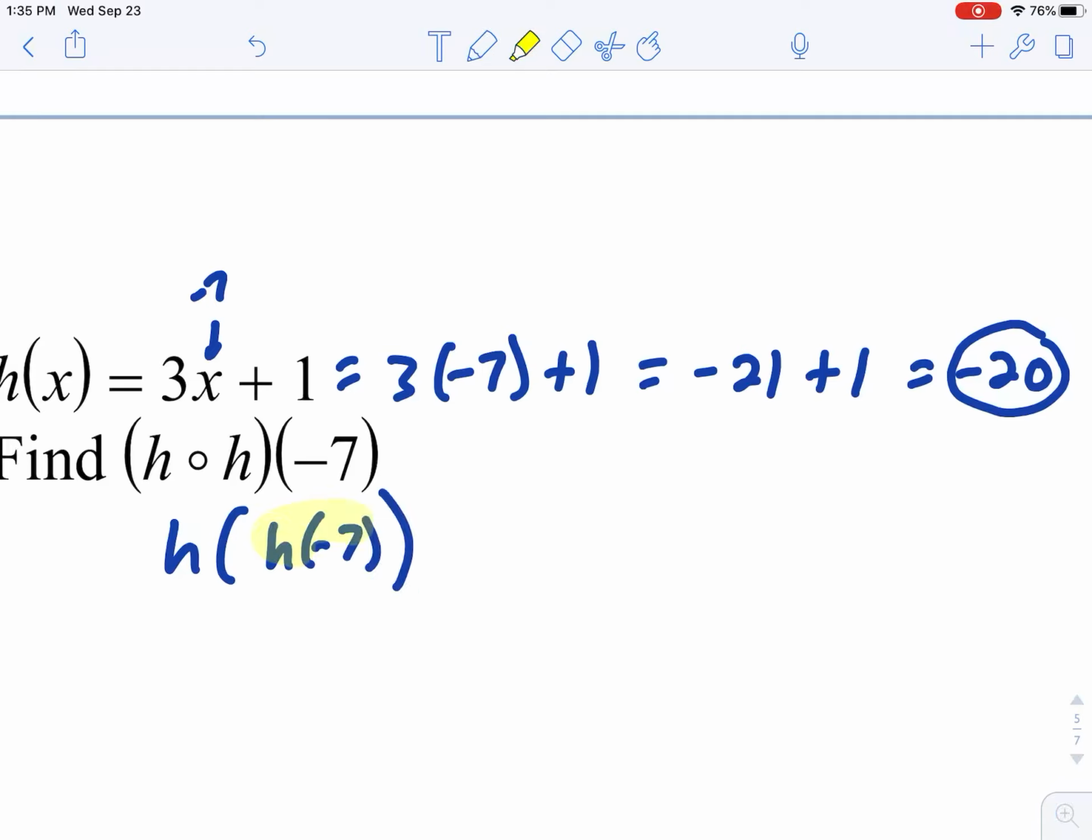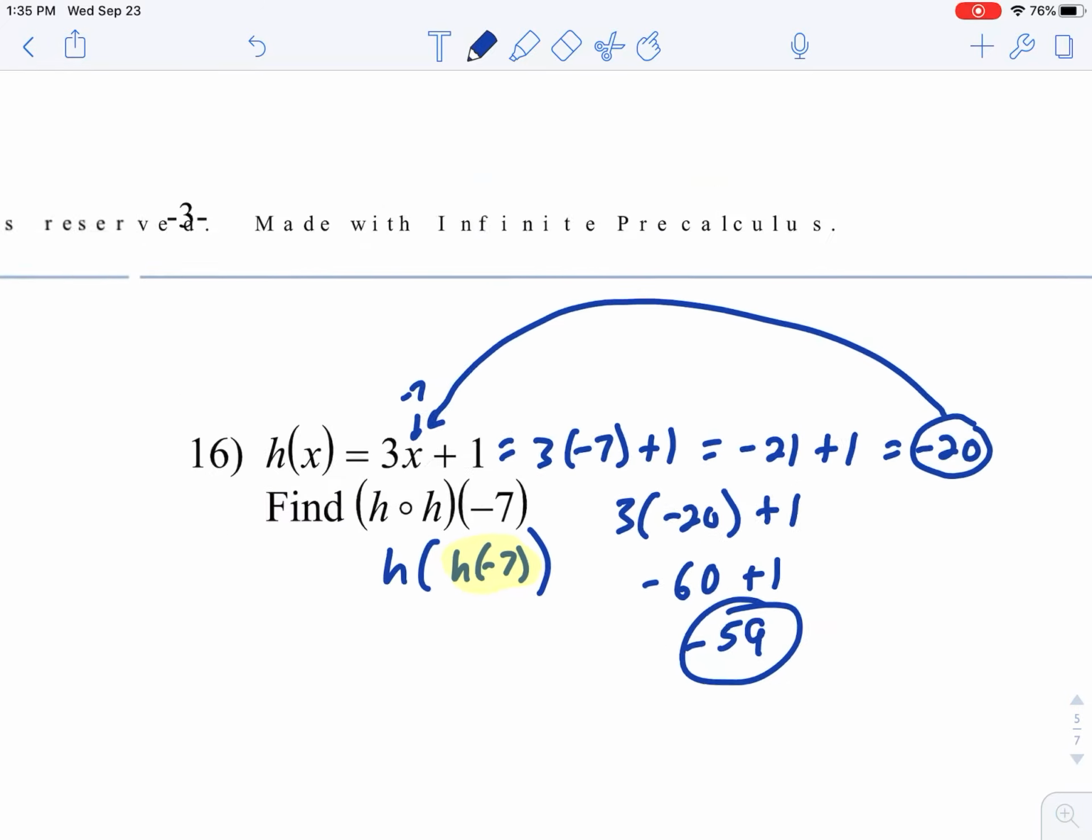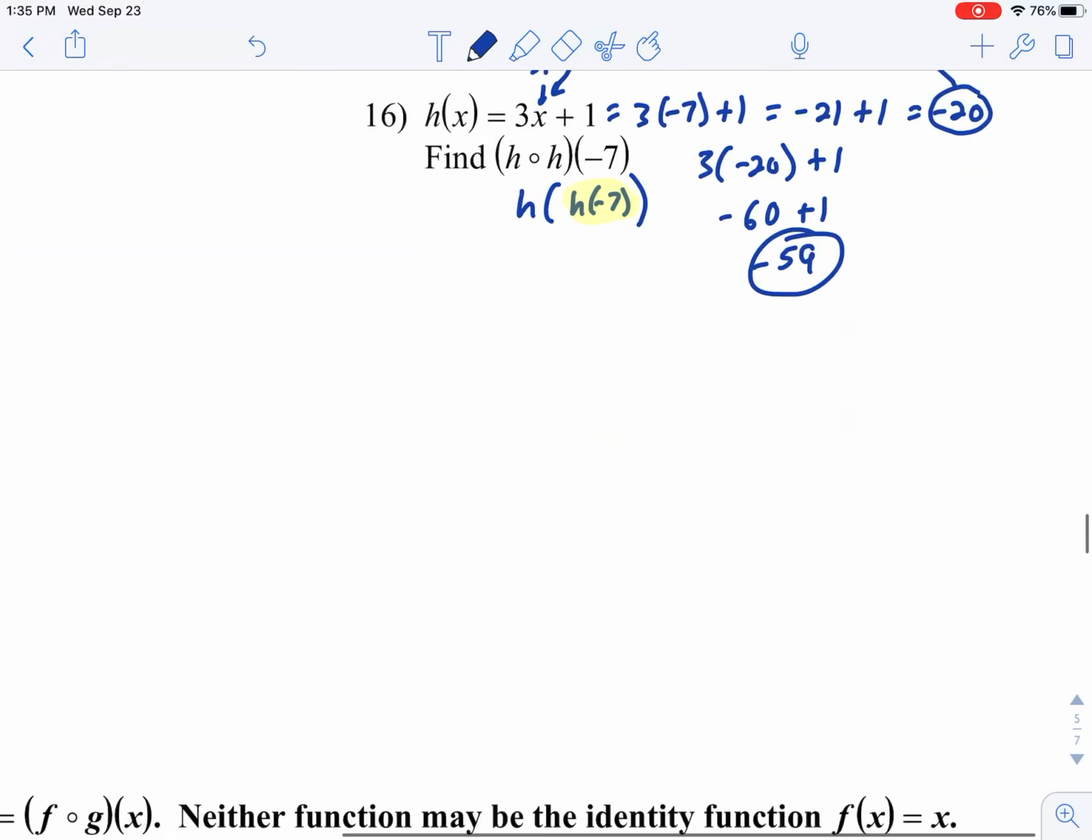So far, I've done this part. Now I need to take that answer and plug it back in. So that's going to be 3 times negative 20 plus 1. Negative 60 plus 1, which is negative 59. So the final answer would be negative 59.